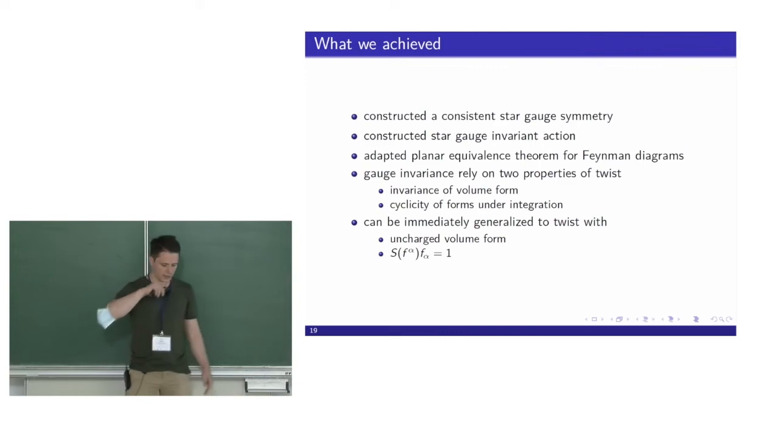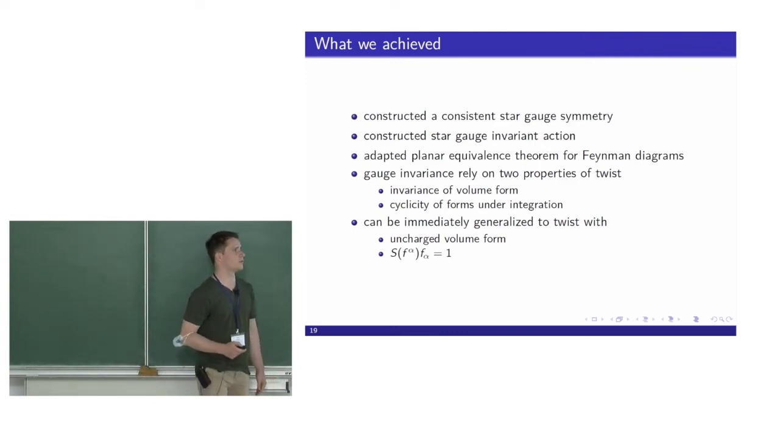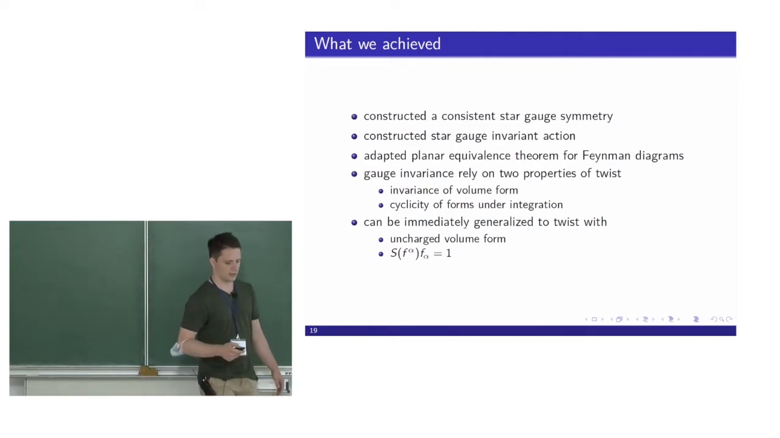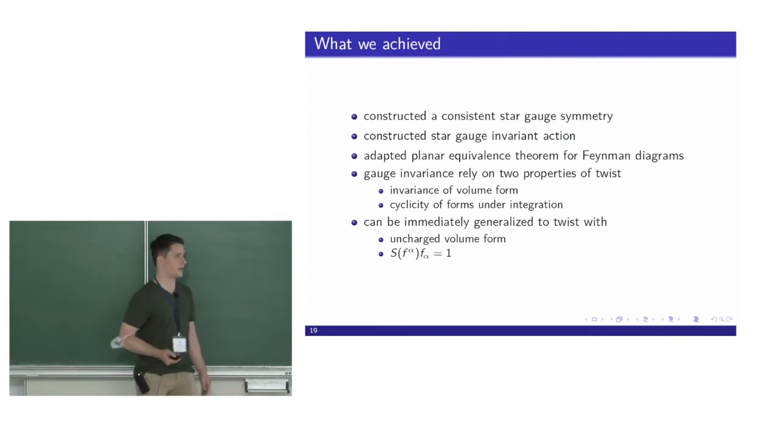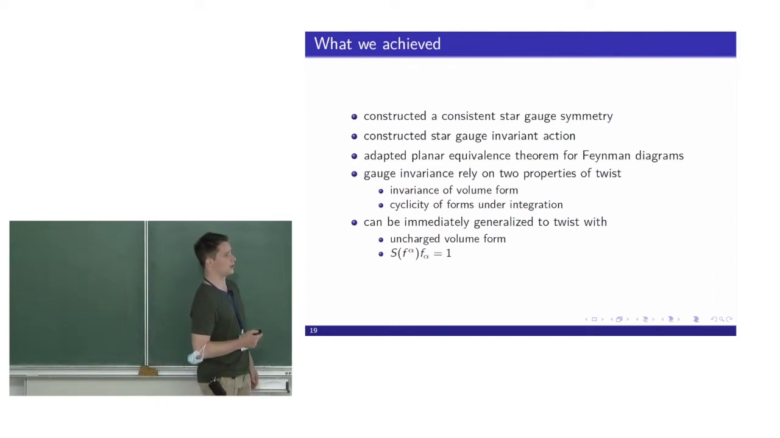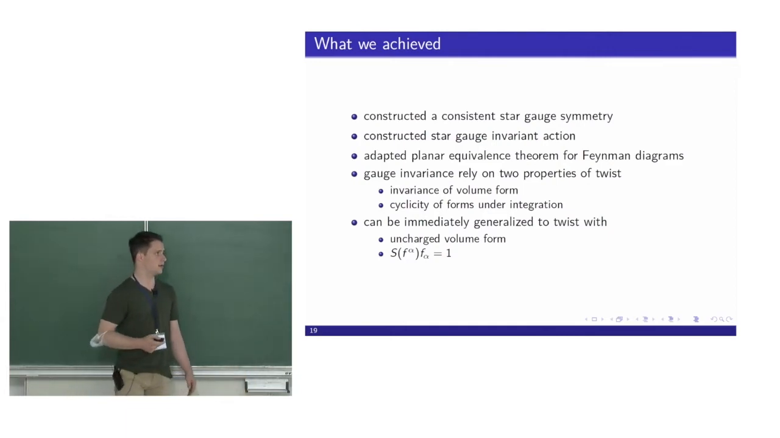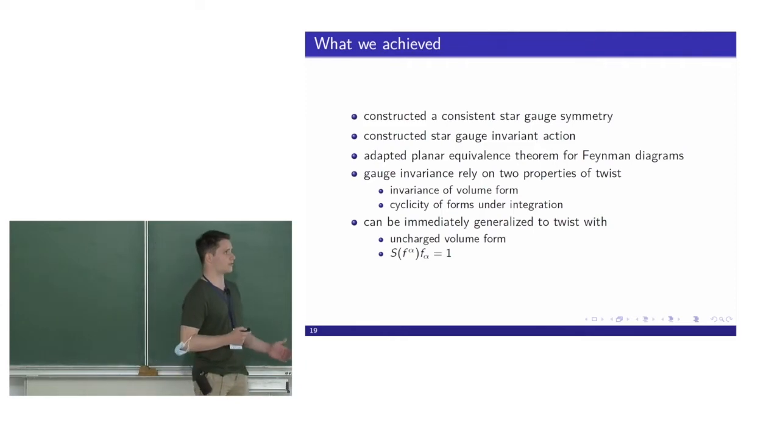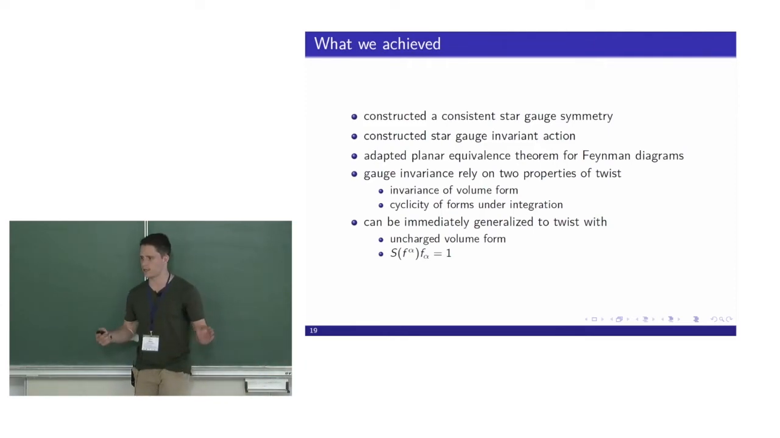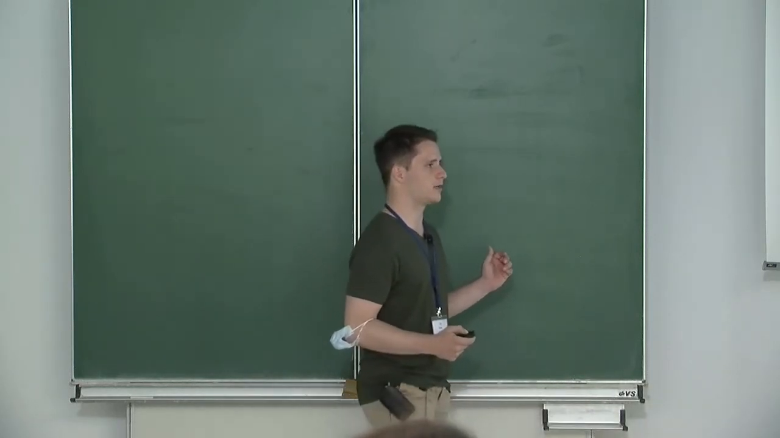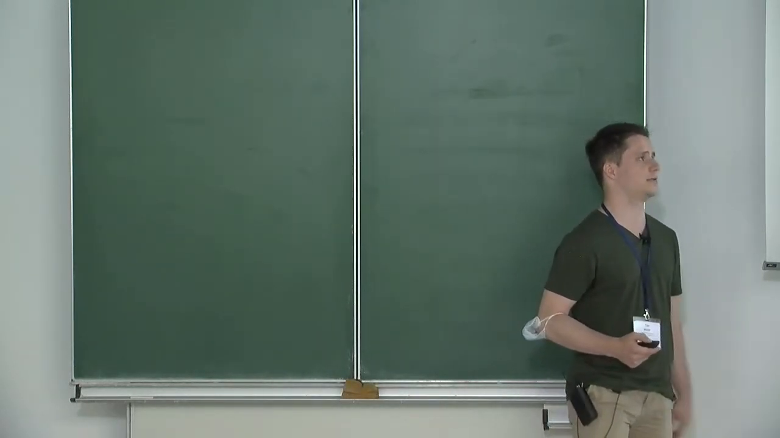Okay, so I think it's time to recap what we've achieved. We first constructed a consistent star gauge symmetry for this Lorentz deformation, so for a deformation beyond the canonical one. And we were also able to construct a star gauge invariant action for this Lorentz deformation, so for a deformation beyond the canonical one, which was not done before in the literature. We were able to adapt the planar equivalence theorem for Feynman diagrams as well.